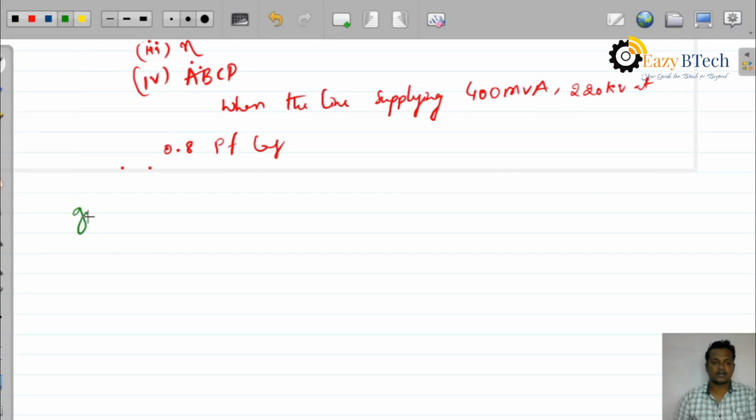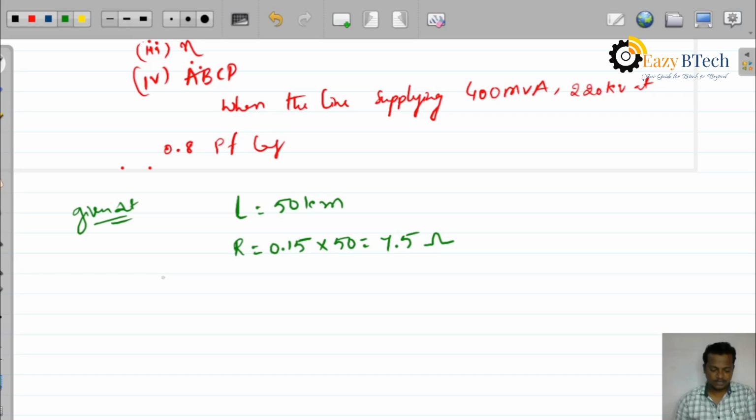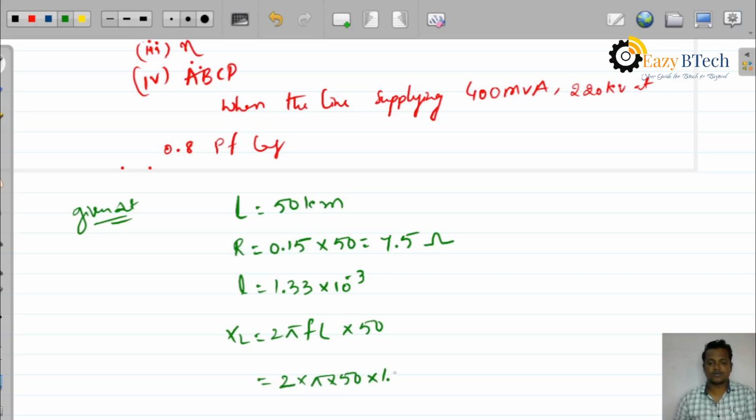Let's write the given data. The length of the transmission line is 50 kilometers. Therefore, we have to calculate resistance, inductance, and capacitance for 50 kilometers. The resistance of the transmission line is 0.15 into 50, which gives 7.5 ohm. Inductance: L equals 1.33 millihenry. Therefore, I have to calculate XL. XL equals 2 pi f L into 50, for 50 kilometers. Therefore, 2 into pi into 50 into 1.33 into 10 power minus 3 into 50.